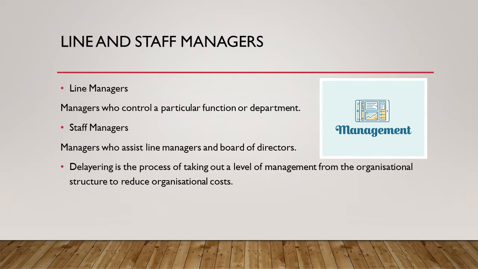Then we have a concept where we are going to end this chapter, which is called delayering. Delayering means taking out one or more levels of hierarchy or one or more levels of management from the organizational structure. It normally takes place during recession in the economy or due to change in the organizational structure. That is what you call delayering. This is where the second chapter from unit 2 also ends.